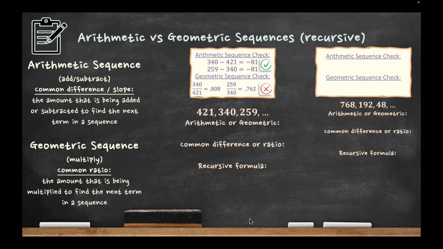So let's go ahead and do our arithmetic and geometric sequence check, as you can see here, and it's the arithmetic sequence, and it's negative 81, which means I'm subtracting by 81, as you can see here in the recursive formula. So if I want to find my next two terms, I take 259 minus 81 and minus 81 again.